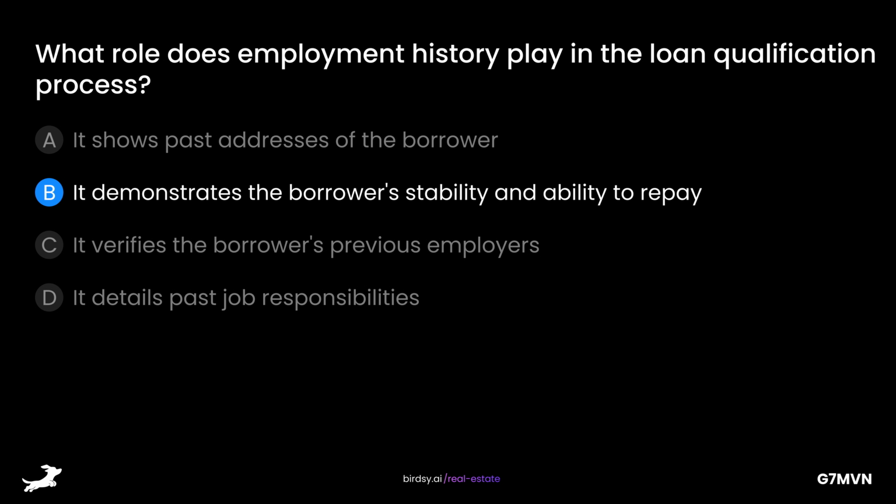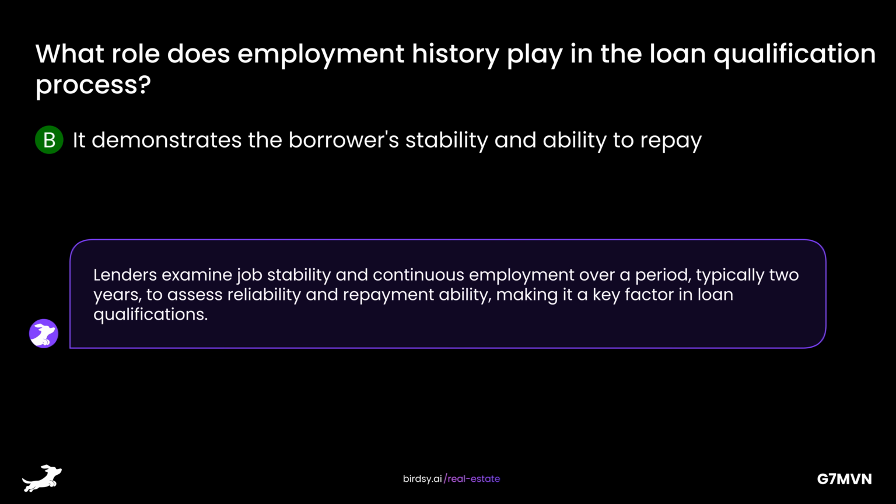B, it demonstrates the borrower's stability and ability to repay, C, it verifies the borrower's previous employers, or D, it details past job responsibilities? The answer is B. It demonstrates the borrower's stability and ability to repay. Lenders examine job stability and continuous employment over a period, typically 2 years, to assess reliability and repayment ability, making it a key factor in loan qualifications.